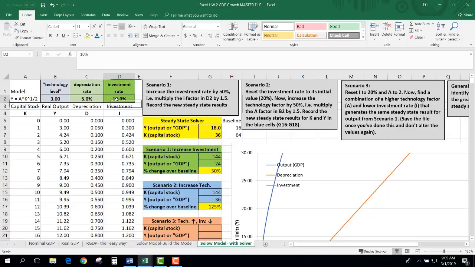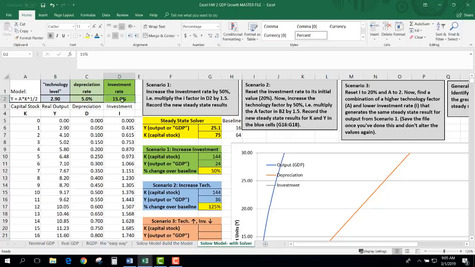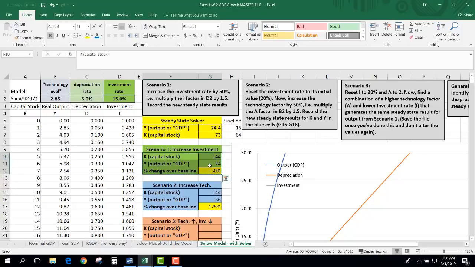So let's put investment at 15. Okay, and then output would go to 27, so I can have technology even a little bit less than that, 2.5 maybe. So 2.75. Okay, so you can plug in some numbers here and you can find something else. So it's going to be something close to this. And there's a whole bunch of combinations you could do for this because you could do it for any lower investment rate. Okay, so I just want you to find a combination that works or gets pretty close. Let's try 2.85. Okay, I would call that close enough. So I'm basically matching the output from scenario 1, 24.